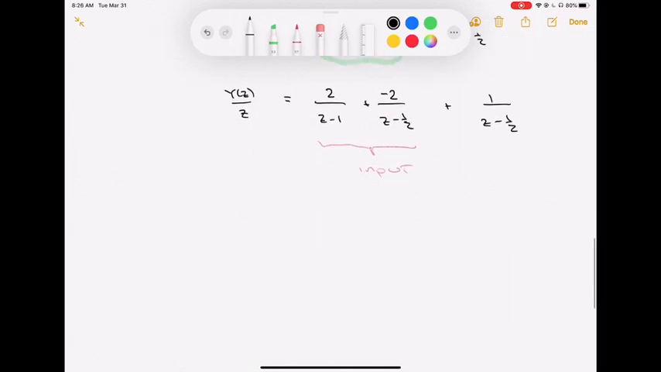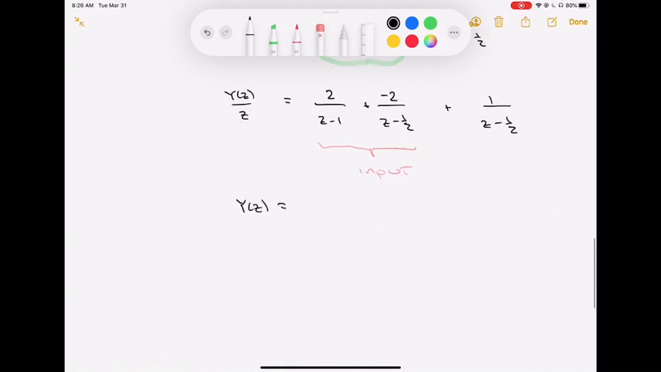Now I can multiply everything by just z, return it back to an expression that is Y of z, and I'm going to get 2 times z by z minus 1, and I'm going to have in there a minus sign, so we'll go ahead and make that a minus 2, times z by z minus a half, and then I have my z over z minus a half. Now I'm ready to inverse transform these.